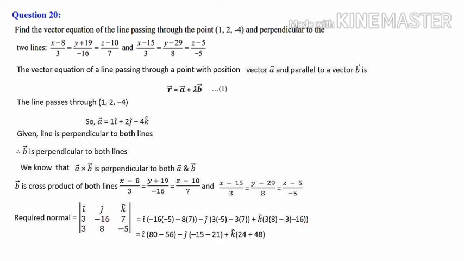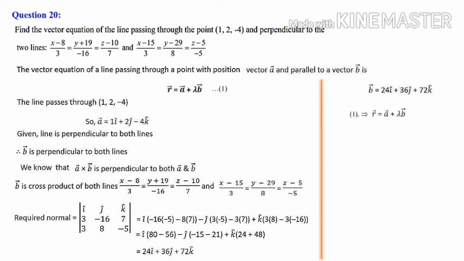Do the calculation. i cap into 16 into 5, that is 80, minus into minus plus, 7 eights are 56. Then minus j cap into 5 into 3 is 15, 7 into 3 is 21, 8 into 3 is 24, 3 into 16 is 48. So when you do the calculation, 80 minus 56 is 24 i cap, plus minus 15 minus 21 is minus 36, then minus plus, so 36 j cap. Here when you add you will get 72, so 72 k cap. Now vector b, we have got vector b is 24 i cap plus 36 j cap plus 72 k cap.